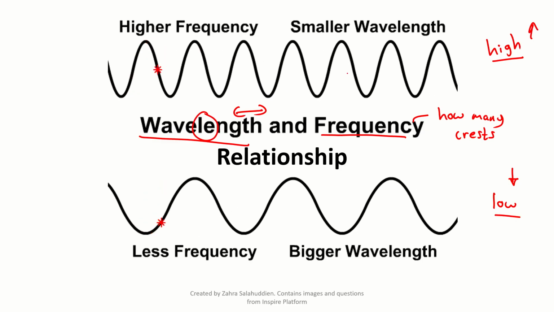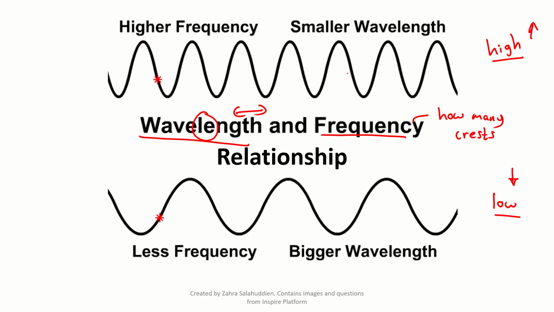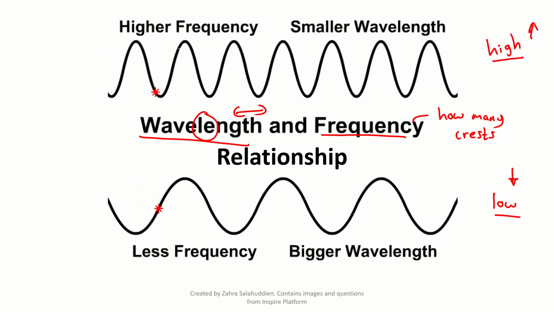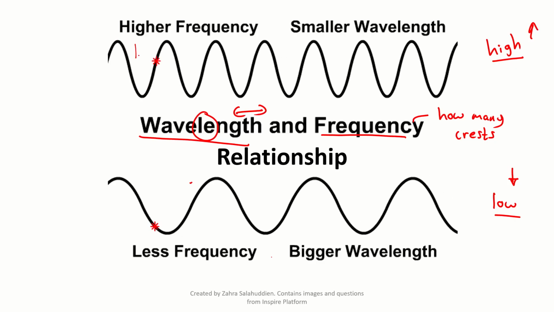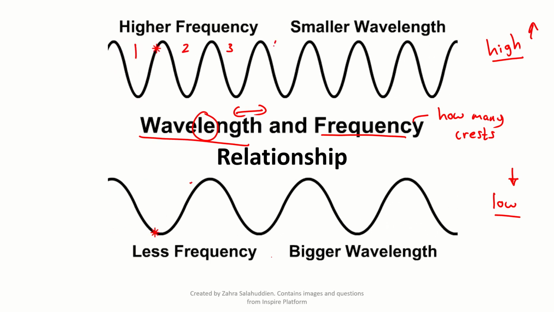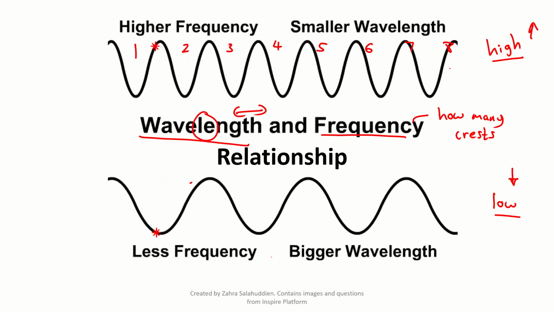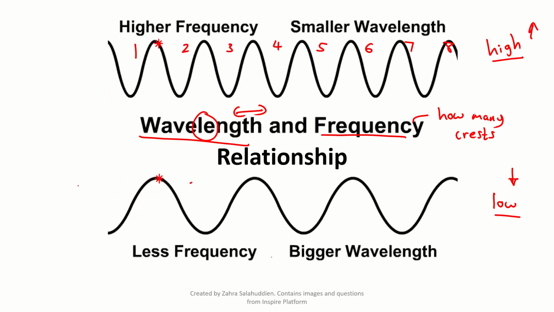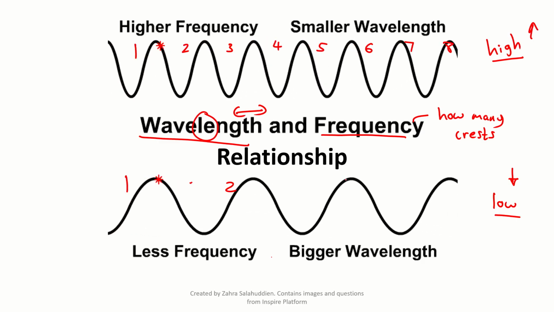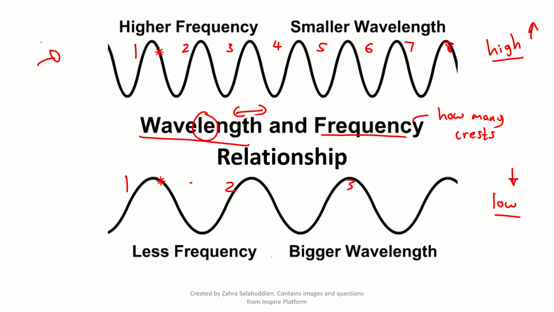As we look at this picture, we can see they are moving at the same speed. One is not faster than the other, but the one on top has more. Over here we can see that we have 1, 2, 3, 4, 5, 6, 7, 8 crests. But on the bottom, I only have 1, 2, 3.